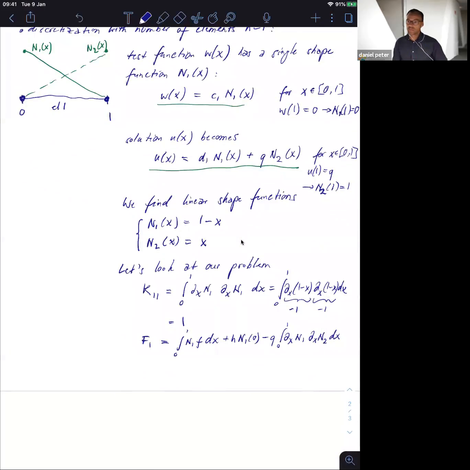Is that clear? Yes. Good, let's put that in. So we have this first term. We can't do much about this one. So let's just write out what N1 is, this integral of 1 minus x times f of x dx. That's the first term.